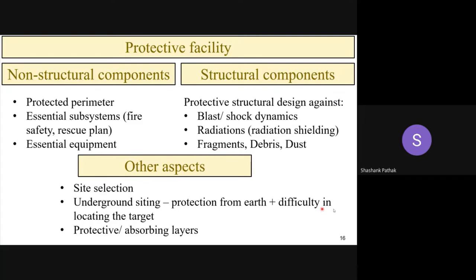And also it will be difficult to locate the target. Suppose there is an underground nuclear bunker; it may be difficult for the enemy to target it. So underground siting can sometimes be very strategically helpful in placing our critical infrastructure. And then we can provide some protecting layers. For example, burster slabs are provided in underground structures, or some kind of material can be put outside our structure, which can provide protection, either by attenuating the blast or by protecting from the radiation or the flying debris. So those aspects can also be considered and are a good domain of research for those working in protective engineering.